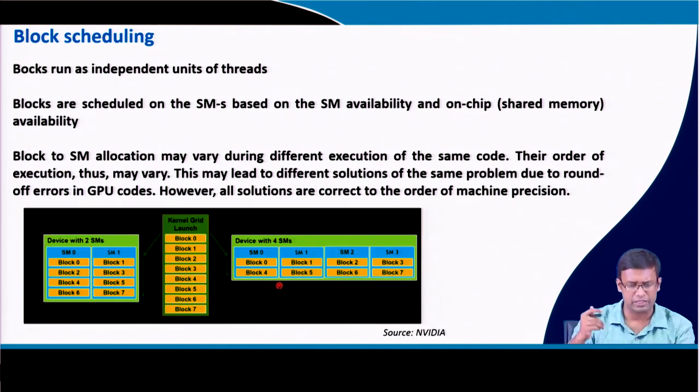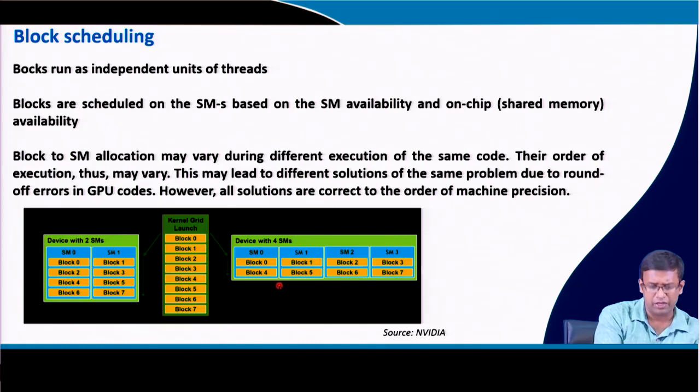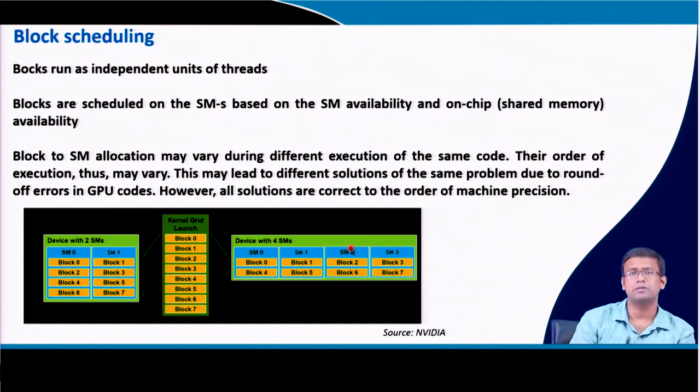numerical calculation. So you can see that, say you have a device with 2 streaming multiprocessors, there is an allocation of blocks. In case you have a device with 4 streaming multiprocessors, there will be a different allocation of blocks. So the operation will be very different. Because multiple kernels can launch on the GPU, if some of the streaming multiprocessors are taken by a previous kernel, then you will see a different allocation or different scheduling of blocks happening.